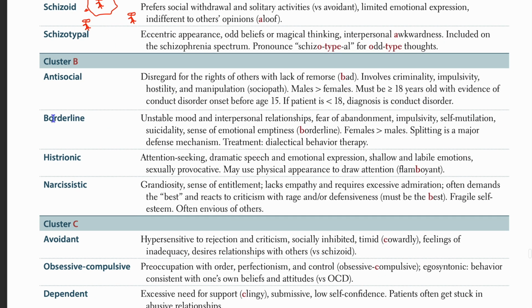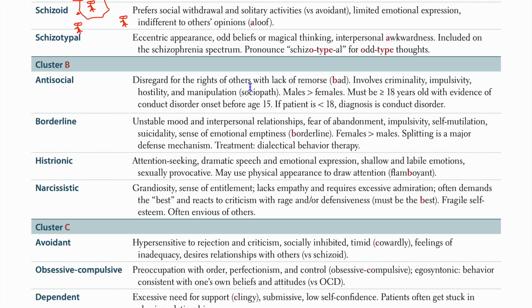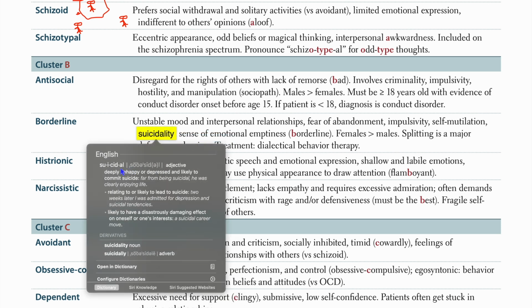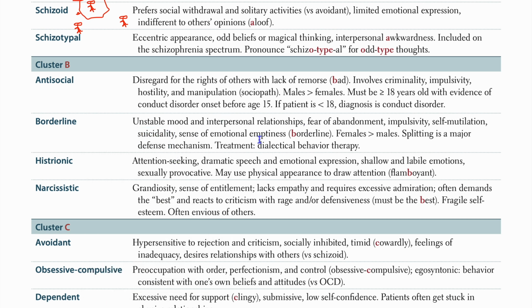Okay. So not very social of them for doing those things. Borderline: unstable mood and interpersonal relationships, fear of abandonment, impulsivity, self-mutilation, suicidality, deeply unhappy or depressed and likely to commit suicide. Sense of emotional emptiness, right? So borderline, and it's seen more in females than males.